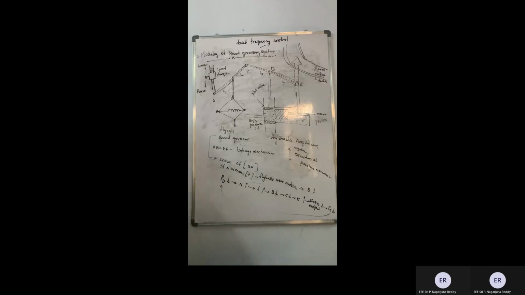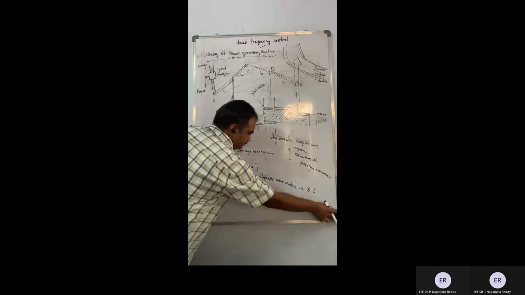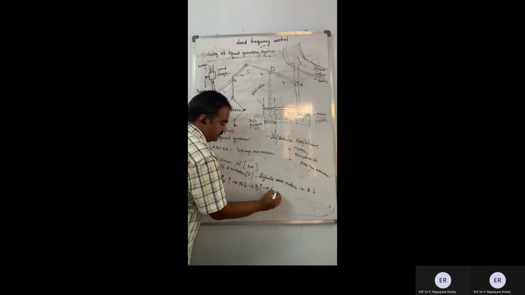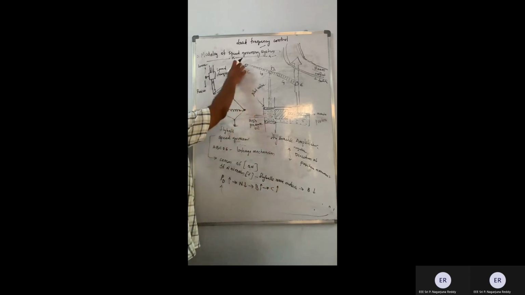Now, we will take one more thing, okay? If demand increases, speed will drop, isn't it? If speed drops, what will happen? These will become closer. This B point will rise. If B point rises, what will happen? C point will also rise, isn't it?